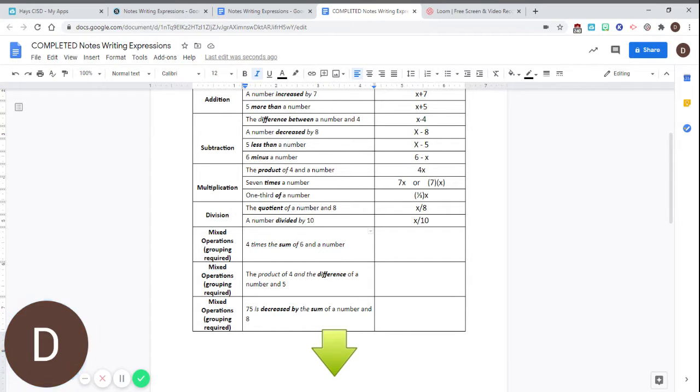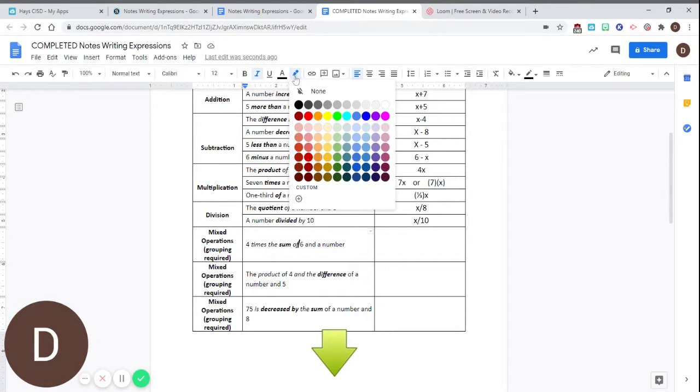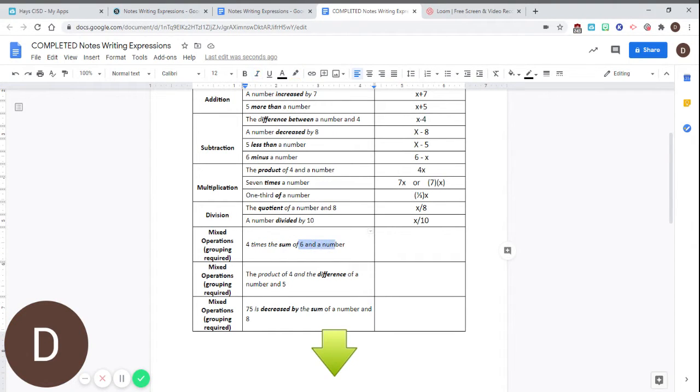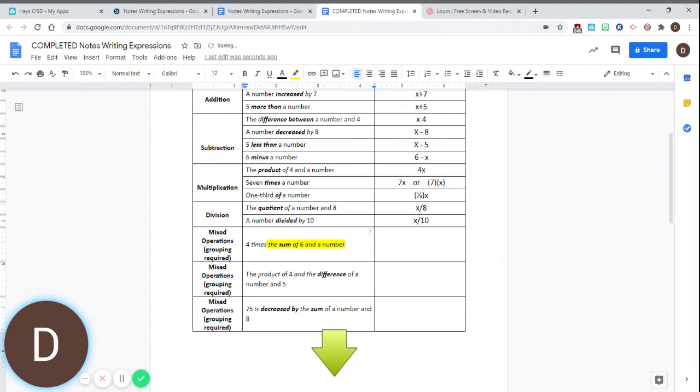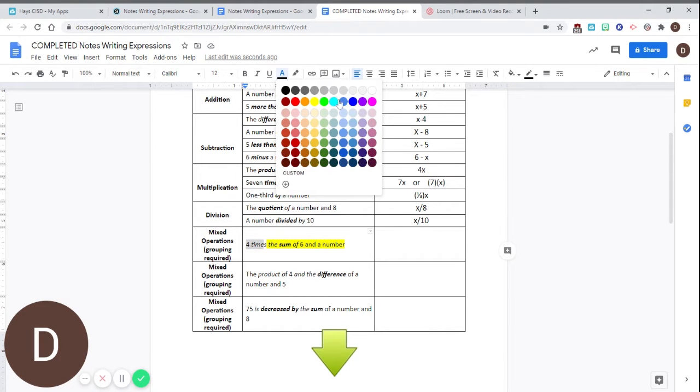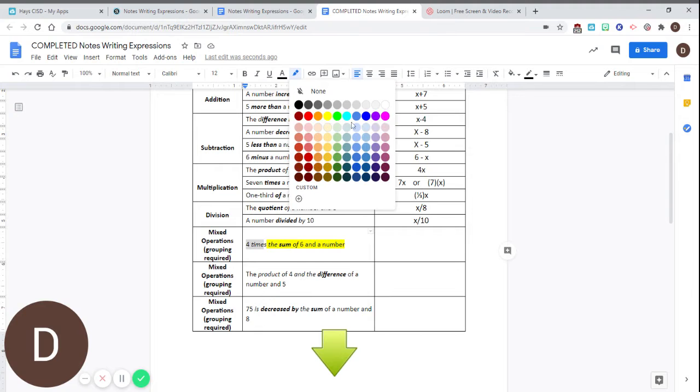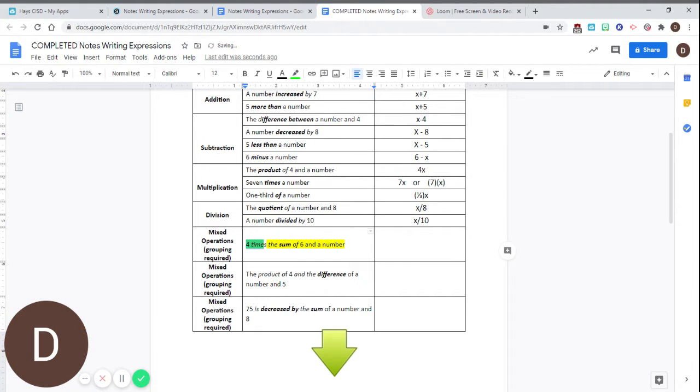So right here, I know that I'm going to end up grouping. I'm grouping together the sum of 6 and a number. Okay, so I'm going to group that together. And then I have 4 times, we'll make this one green. So 4 times the sum of 6 and a number.